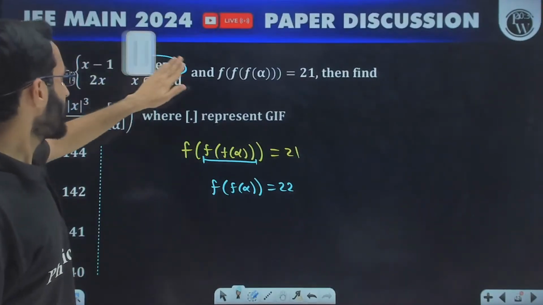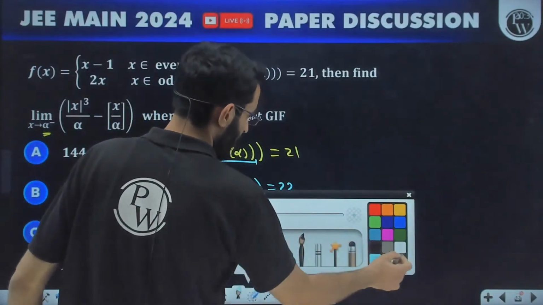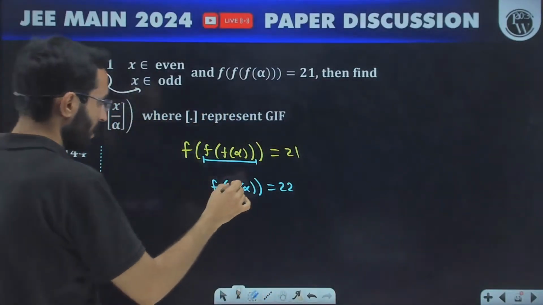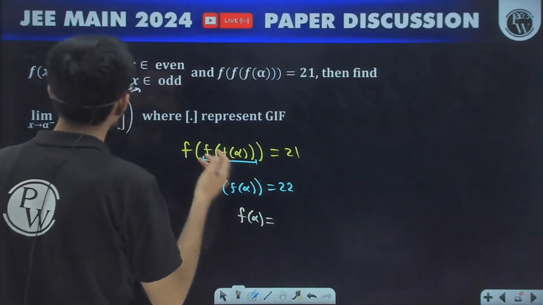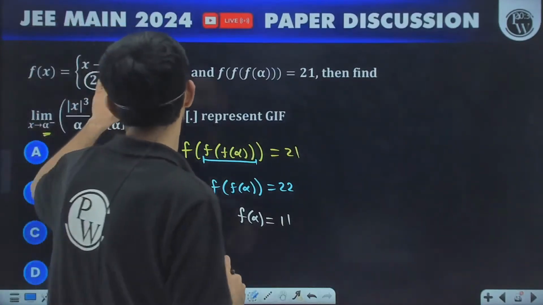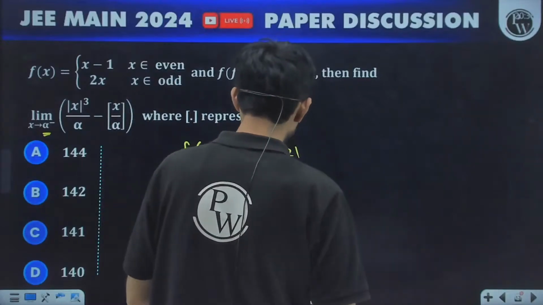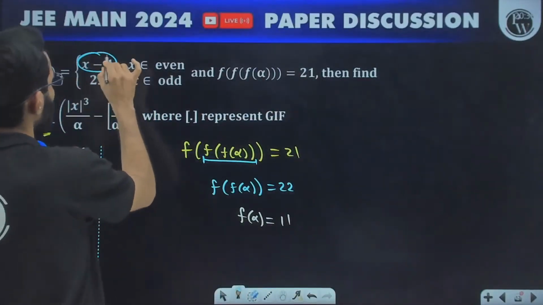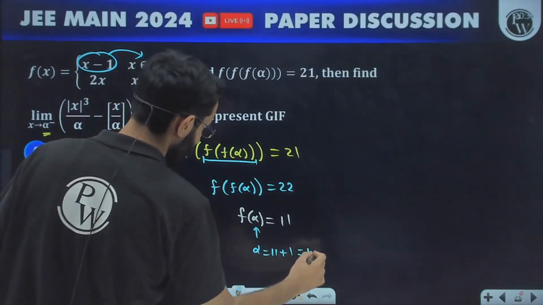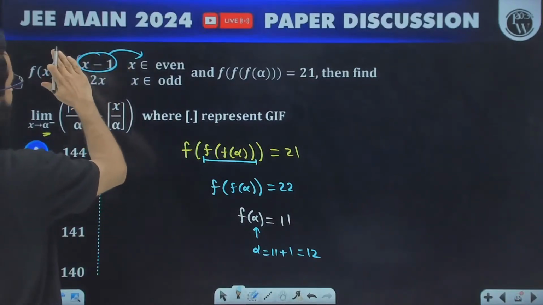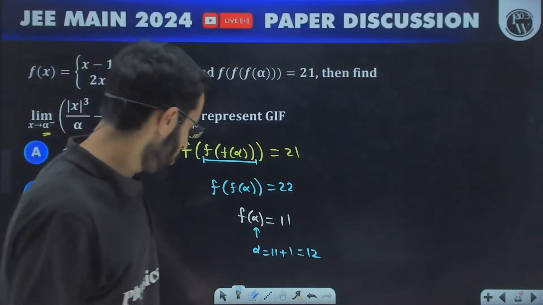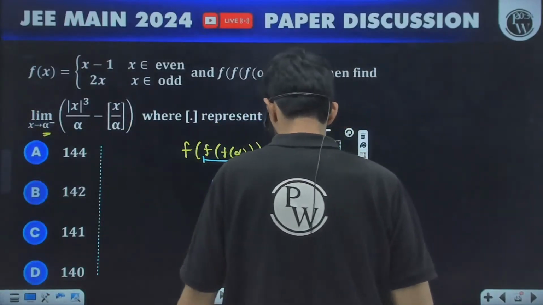Now again, I am getting this output as even. When can I say this output is even? If the input is odd. What will be its input? I just need to divide 22 by 2, that is 11. Hope you are getting my point. We are just playing with inverse functions. Now again, f of alpha is 11, which is odd. When can we have this as odd? When x is even. So alpha will become 11 plus 1, which is 12. Now once you have the value of alpha, this question is nothing in front of you.